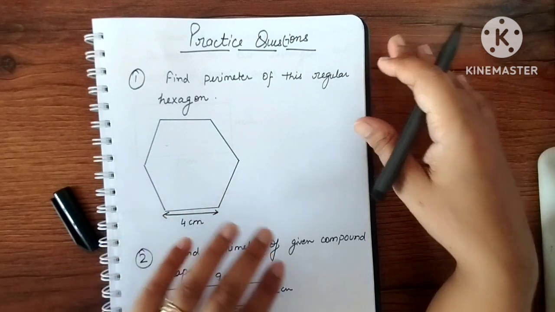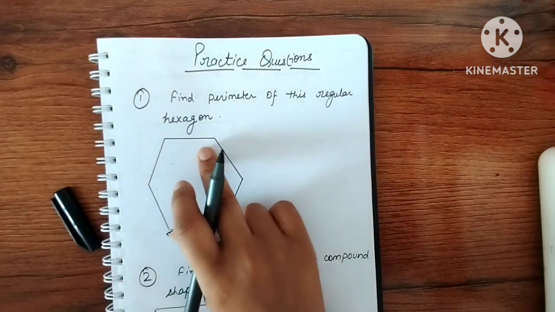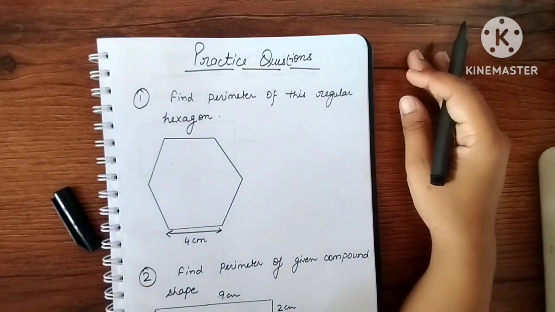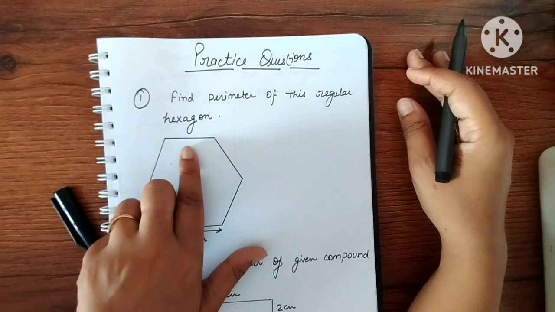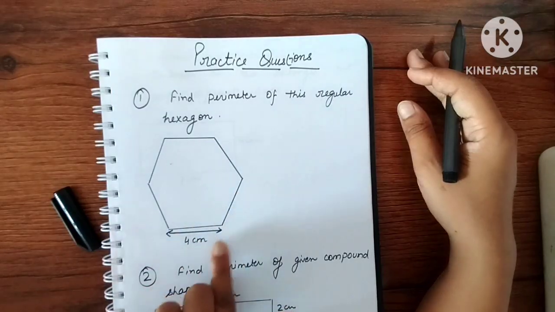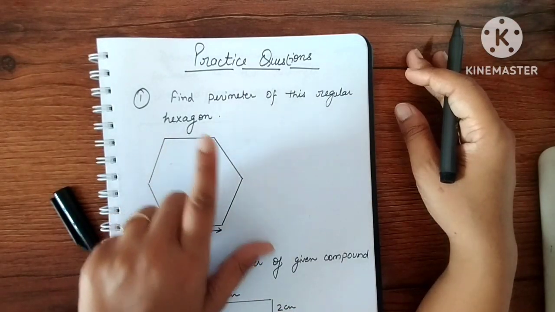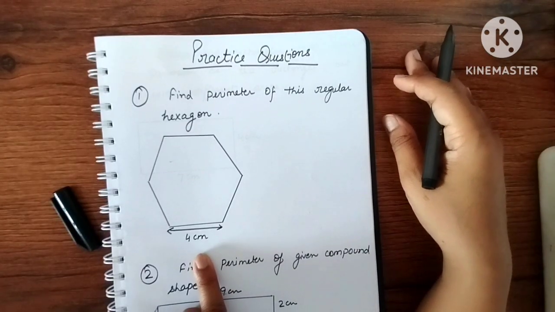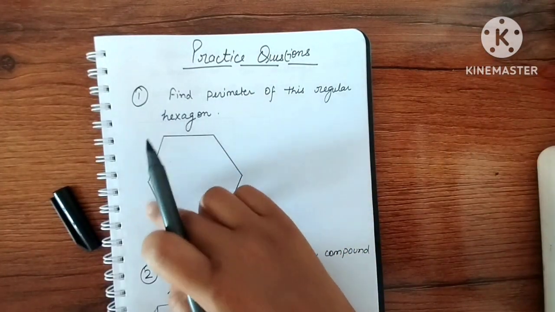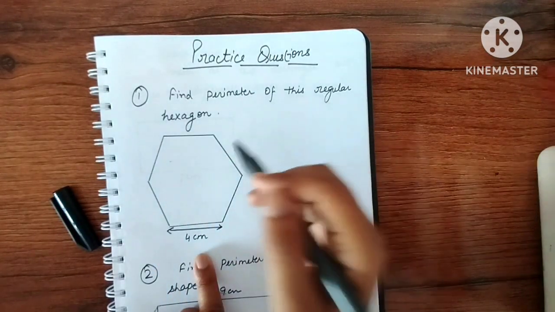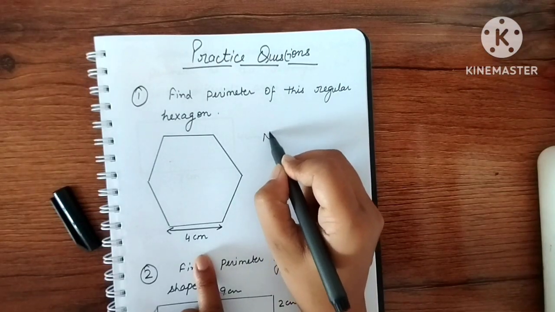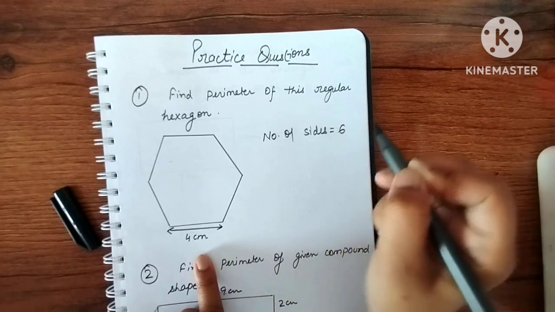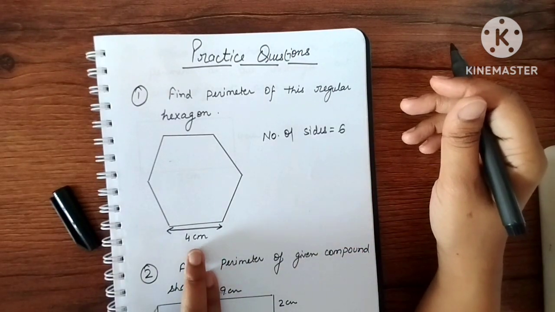Okay, let's start. So first question is saying find perimeter of the regular hexagon. So what is a regular hexagon? A regular hexagon is that hexagon whose all sides are same. So if one side is 4 centimeter, the other sides will also be of 4 centimeter. So hexagon has how many sides? Number of sides will be 6 because it is a hexagon and one side is 4 centimeter.